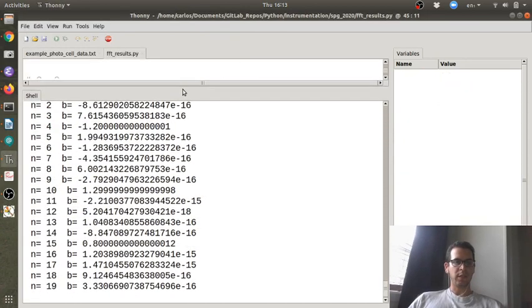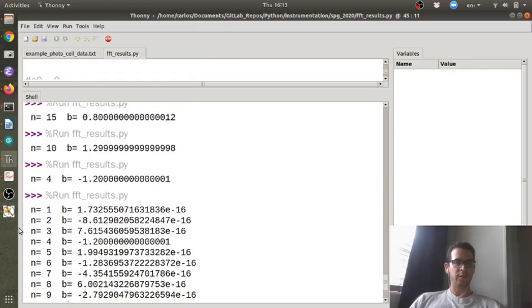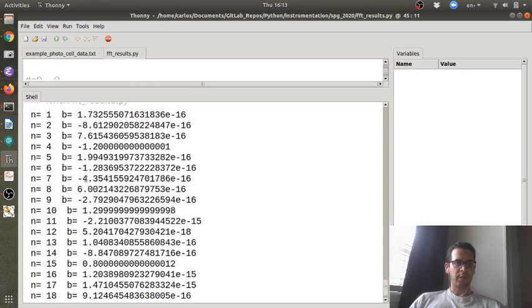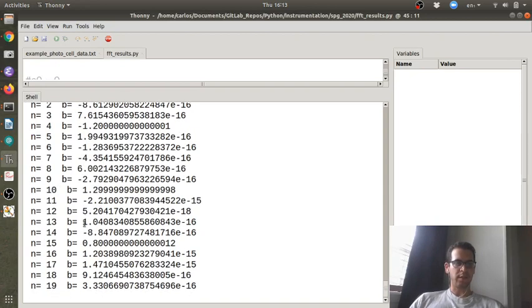And so now I'm going to get a bunch of different values here, and so now at a frequency of 1, 2, and 3, I've got almost 0. At 4, I've got minus 1.2, right? That was my first frequency. Then I've got a bunch of zeros, and then at 10, I have 1.3, and then a bunch of zeros, and then at 15, I have 0.8.